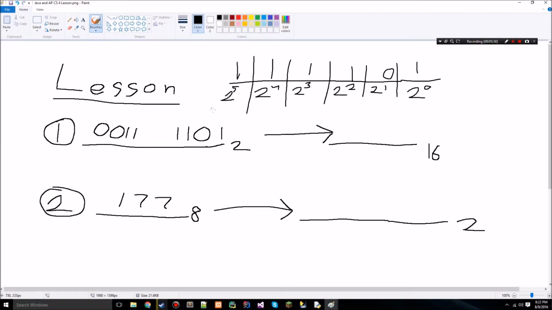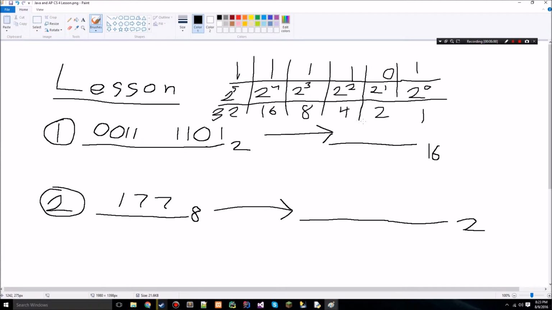Let me just go ahead and write their values out when they're evaluated. 2 to the fifth is 32, 2 to the fourth is 16, 2 to the third is 8, 2 squared is 4, 2 to the first is 2, and 2 to the 0 is 1.